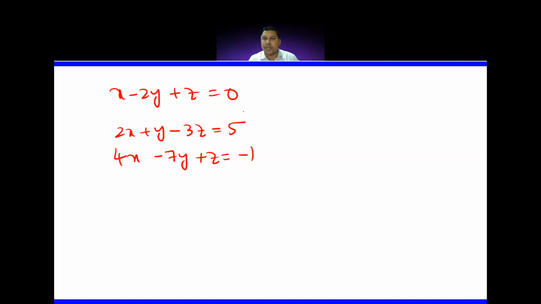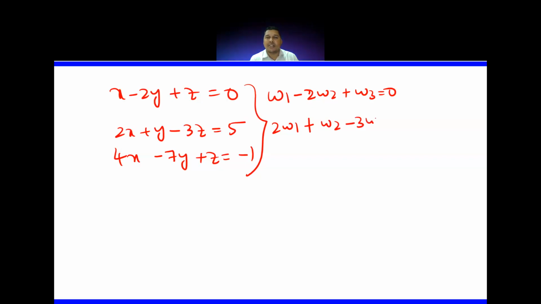Again, if you want me to talk purely in terms of machine learning, I can write this as W1 minus 2 W2 plus W3 equal to 0. W1, W2, W3 are weights. 2 W1 plus W2 minus 3 W3 equal to 5. Then you have here 4 W1 minus 7 W2 plus W3 equal to minus 1. So I have to find out the weight values, W1, W2, W3. If I can find out that, I can get a unique equation which can help me in doing prediction.